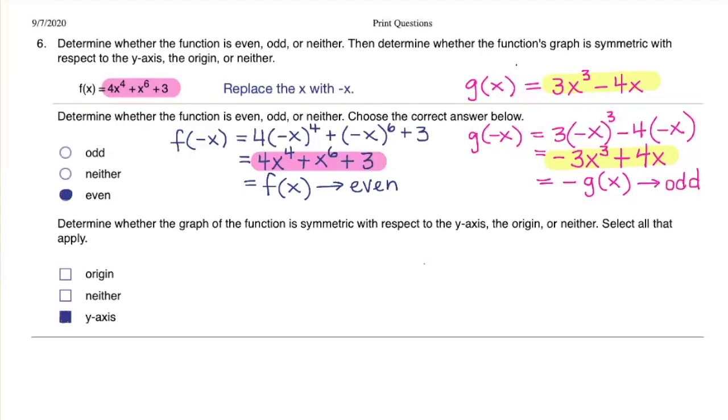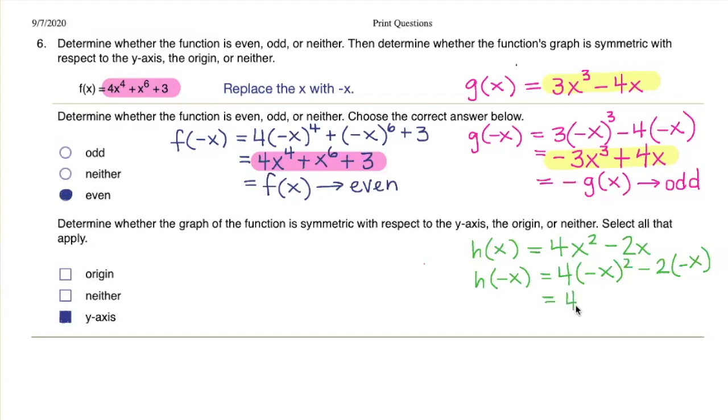And of course, the last situation that could possibly happen is when you have a function and neither of those things happen. So let's take an example of 4x squared minus 2x. I will begin again, substituting negative x. A negative x to an even power becomes positive, so this term will be the same as just 4x squared. A negative x times a negative 2 becomes positive.